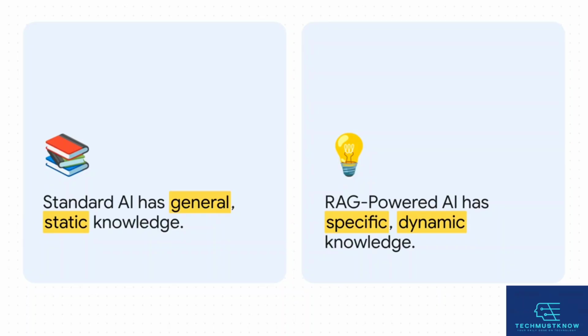I think this really gets to the heart of it. A standard AI, it's like a textbook that was printed last year. It's full of useful but ultimately static and general information. But a RAG-powered AI, that's like having a direct line to a live expert who can look up the very latest, most specific details for you, right on the spot.